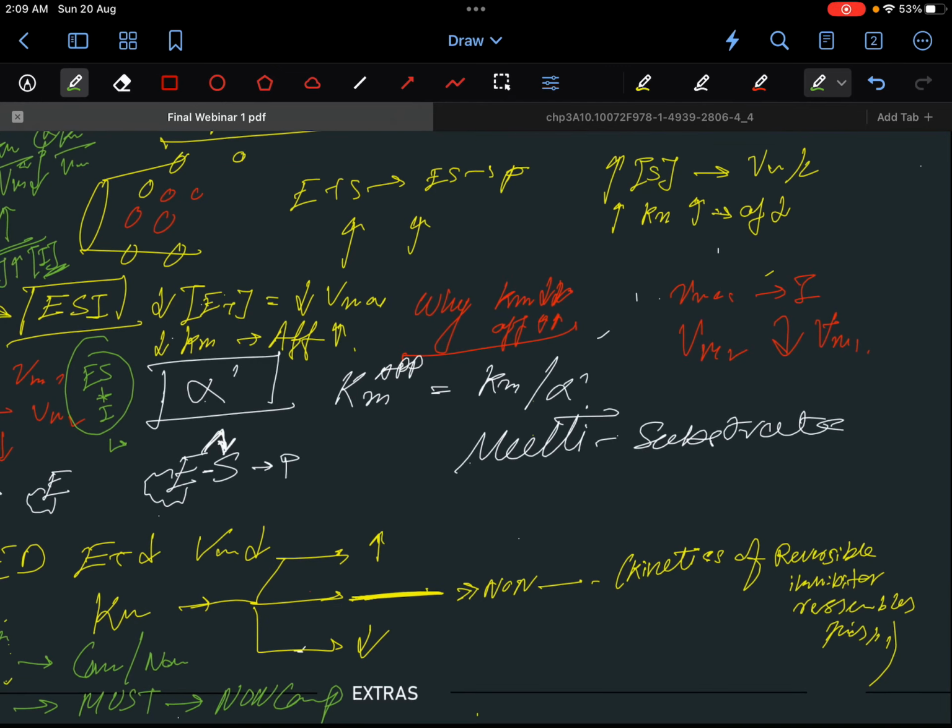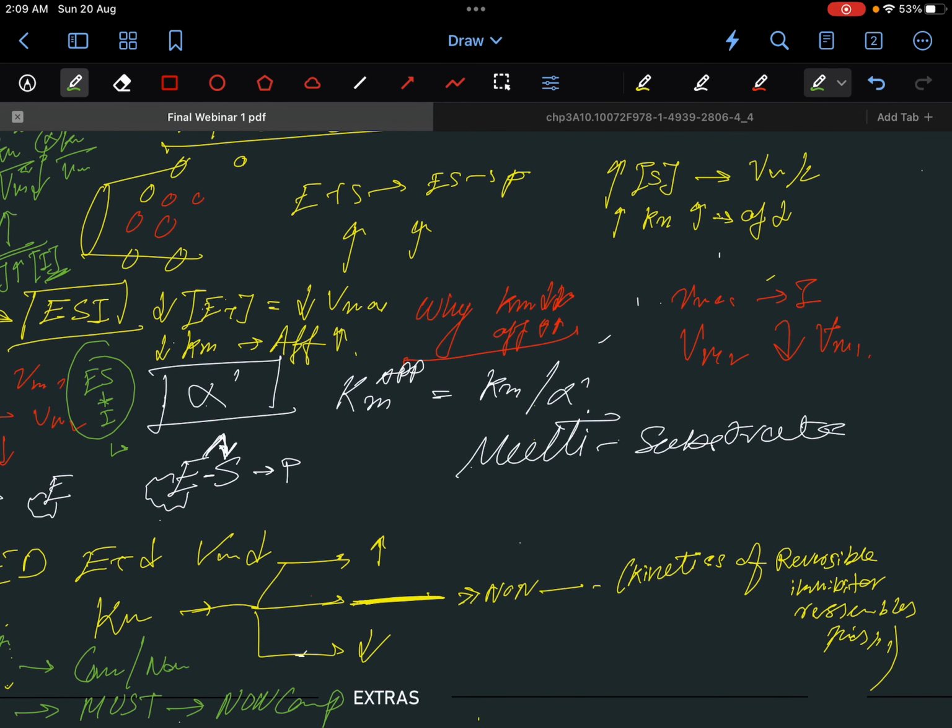For non-competitive, the Km remains constant, right? Km apparent is equal to Km. So Km by Vmax is Km apparent by Vmax. What is the Vmax? The Vmax is Vmax divided by alpha dash. So this becomes alpha dash times Km by Vmax, right? So there is a factor. If you increase the substrate concentration by this factor, to some extent the reaction moves to a normalized value.